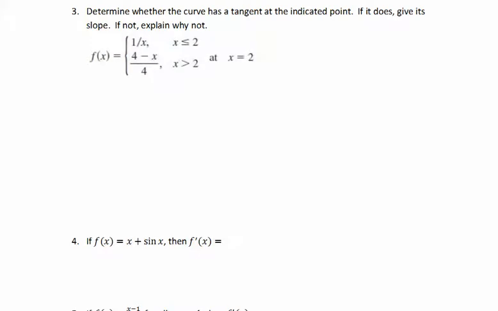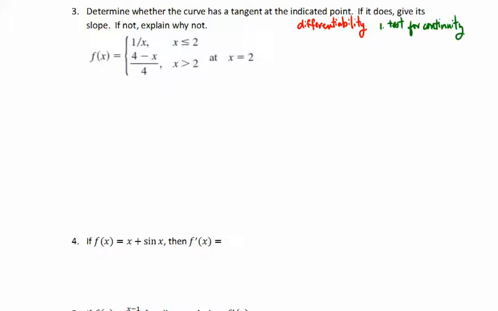In this video, we want to go on to look at problem number 3. We want to determine whether the curve has a tangent at the indicated point. And by having a tangent at that point, we're asking whether or not the curve is differentiable at that point. So what we're doing here is testing the differentiability of this function f of x when x is equal to 2. And to test differentiability, you need to do two things.